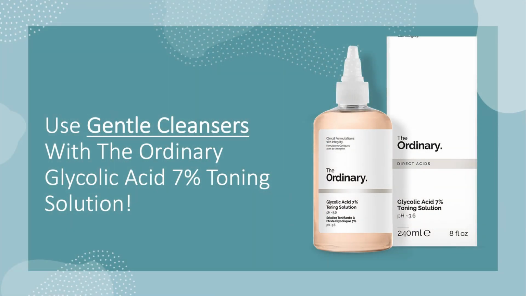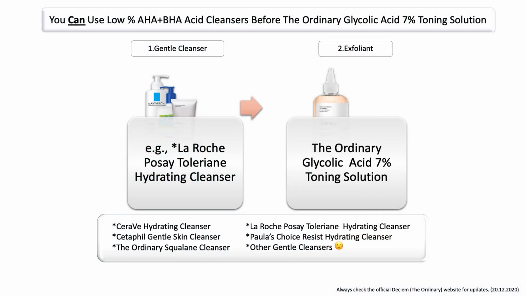First of all, you should use a gentle cleanser when using The Ordinary Glycolic Acid Toning Solution, to avoid skin irritation but still get the most out of it. Examples would be the La Roche-Posay Toleriane Hydrating Cleanser, the Cetaphil Gentle Cleanser, or The Ordinary Squalane Cleanser, and so many more. Make sure it is a gentle cleanser. There's no need to use a second acidic cleanser in this routine since you're already using glycolic acid, which exfoliates your skin. So this is a great balance.